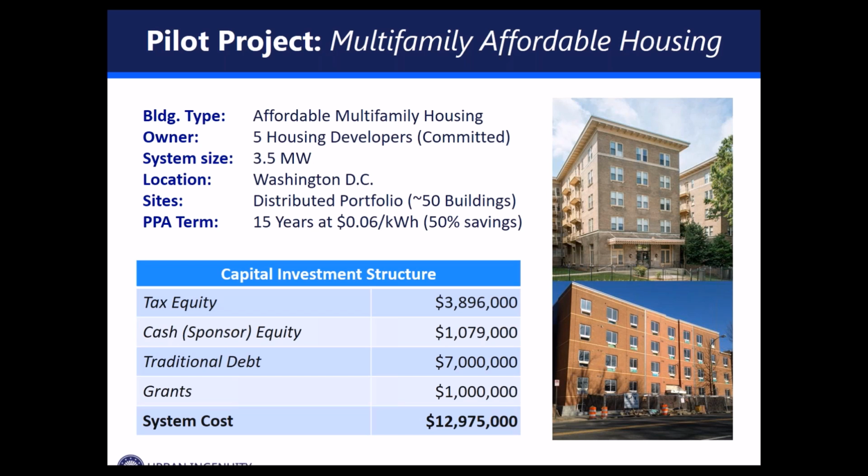So this is just a quick snapshot of the pool. It's entirely affordable multifamily housing. It's all owned by a mix of nonprofit, predominantly nonprofit, but also some for-profit affordable housing developers. Five developers plus NHT. System size is somewhere between 3 and 3.5 megawatts. This is all located in Washington, D.C. A single policy environment is very important for financing these projects. But what we're really doing is trying to unlock this challenge of taking a lot of little buildings. So it's 3 megawatts, but it's across 50-plus buildings.